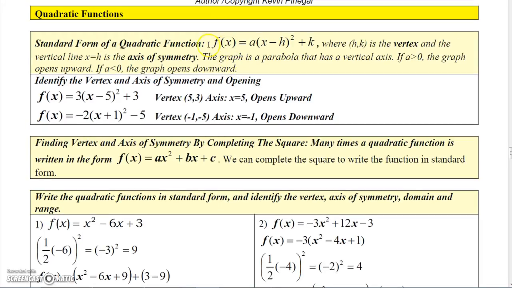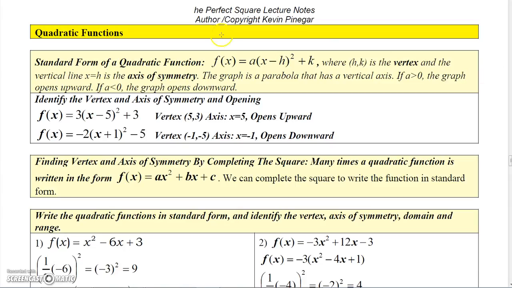Okay, in this video we're going to talk about quadratic functions. And when dealing with quadratic functions, there's a couple ways they can be written. Let's first talk about the standard formula for a quadratic function. f(x) = a(x - h)² + k.